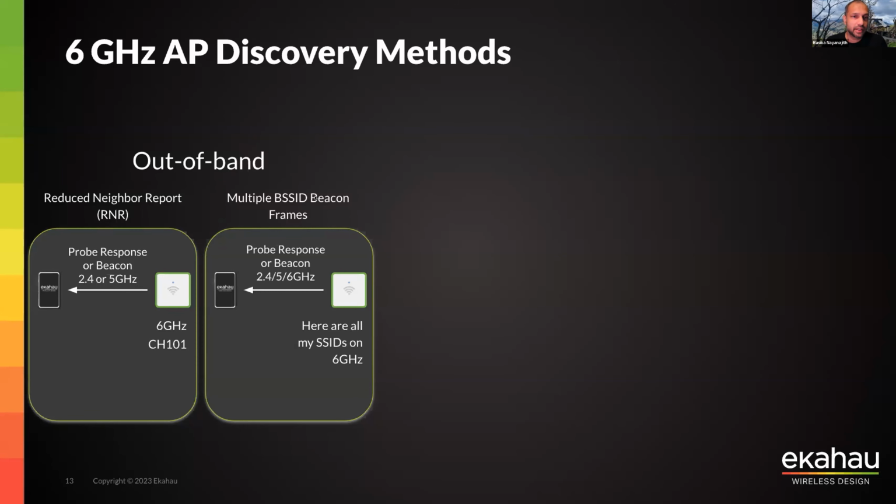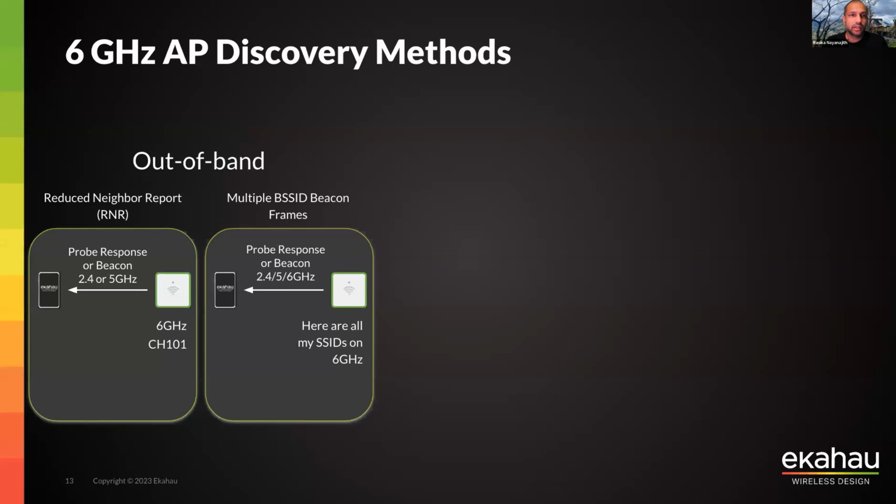There's also a feature called multiple BSSID, which I will explain. It can be used for advertising multiple SSID capability in a single beacon frame. In that way, multiple BSSID can also be used to discover the SSIDs. These are the more common methods you will see.